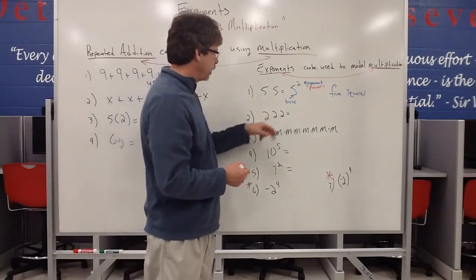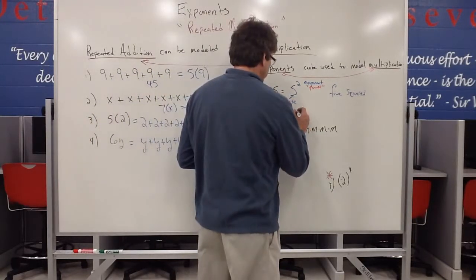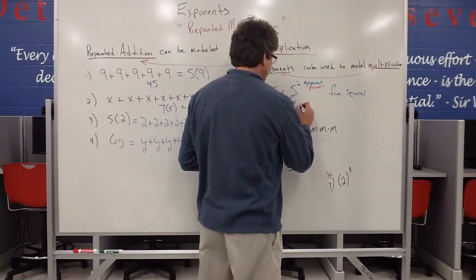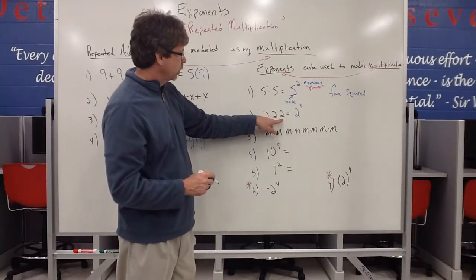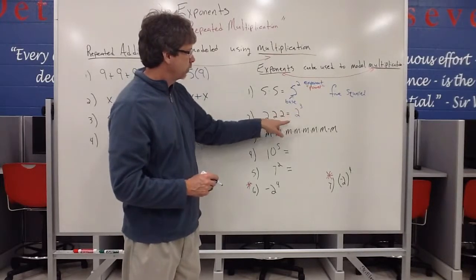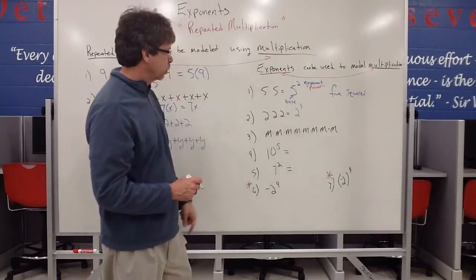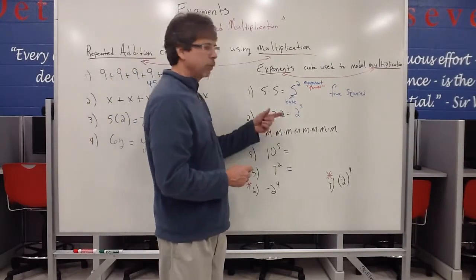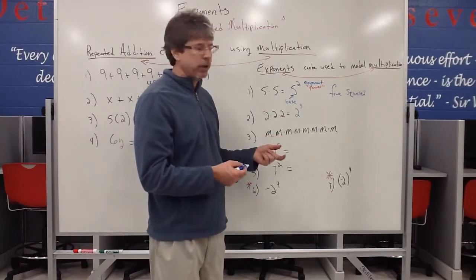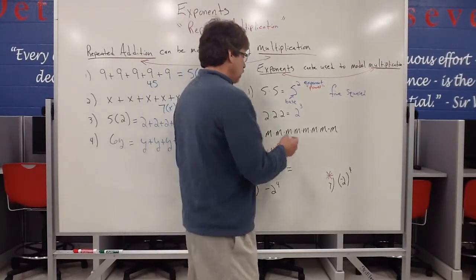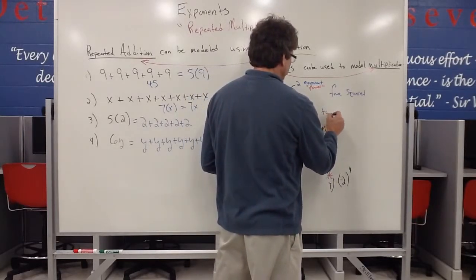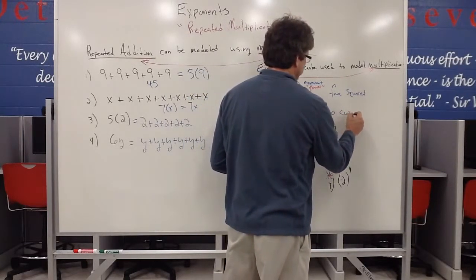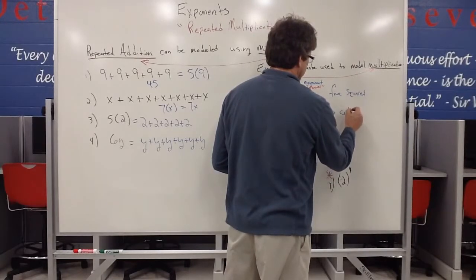Here I have 2 times 2 times 2. 2 times 2 times 2 is the same thing as 2 to the third power. Notice again how this is repeated multiplication. Repeated multiplication, I'm allowed to use exponents to denote that. Gives us a shortcut. Again, we have those keys on the calculators as well that we want to take advantage of. And again, 2 to the third power is most commonly referred to as 2 cubed.